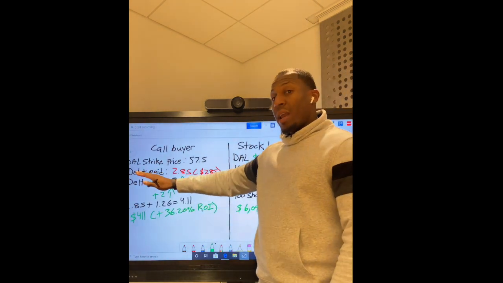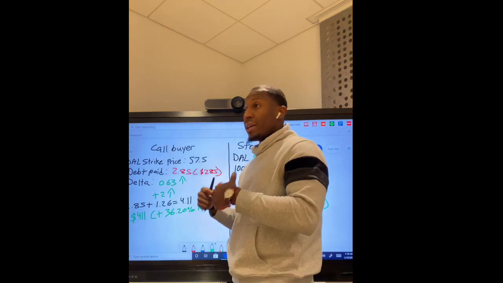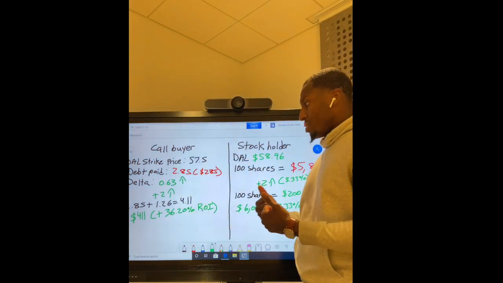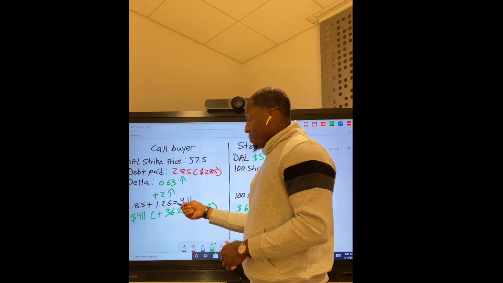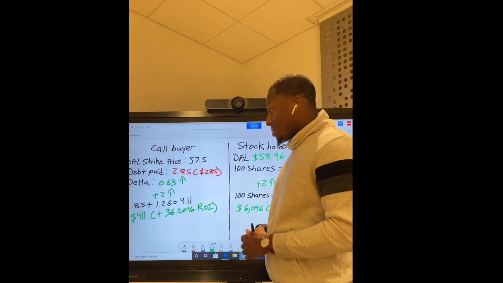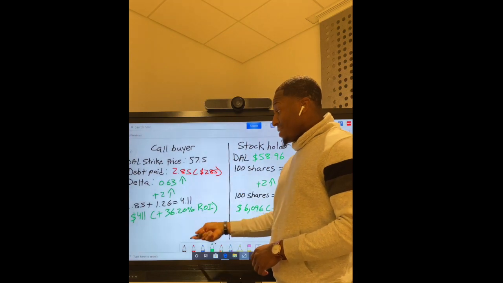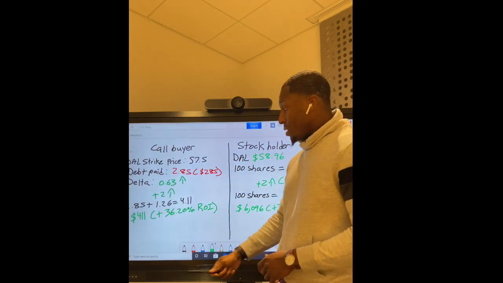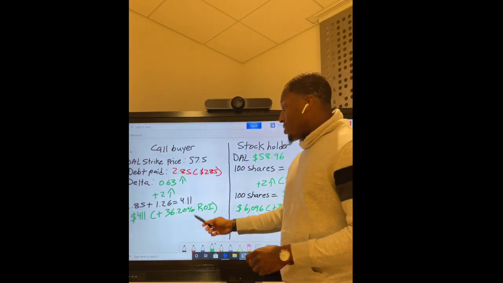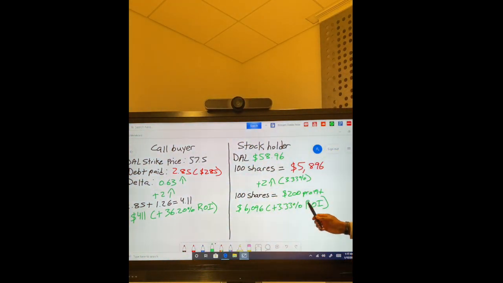And I left out every other pricing factor that is included in the change in the premium to keep it simple. So now our premium, our debit paid, is now worth $4.11. That increase is actually 36%. You multiply that by 100, we now have $411. So you now see the difference in your return on investment.